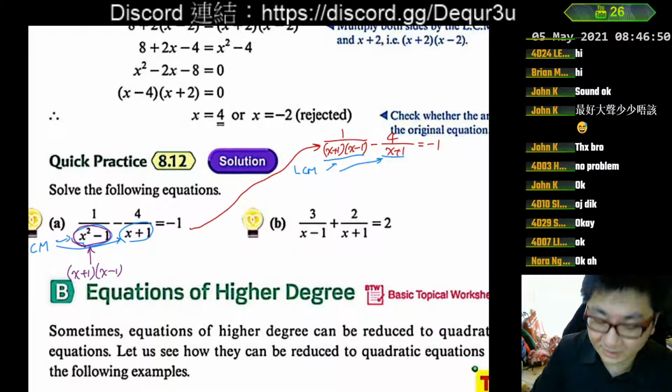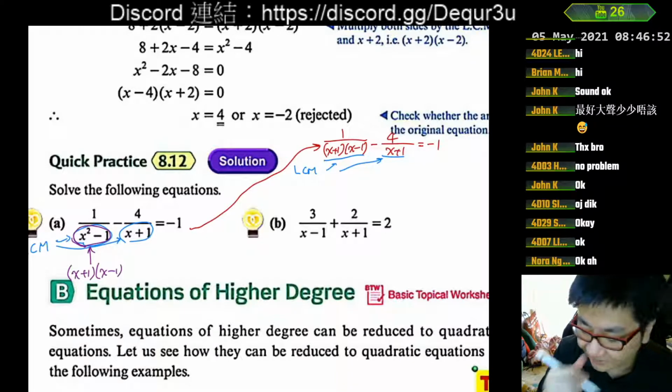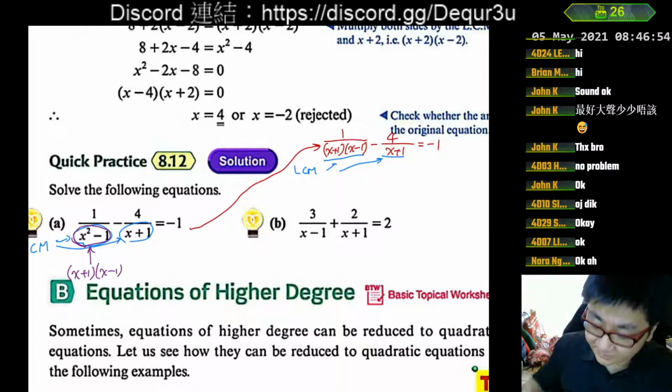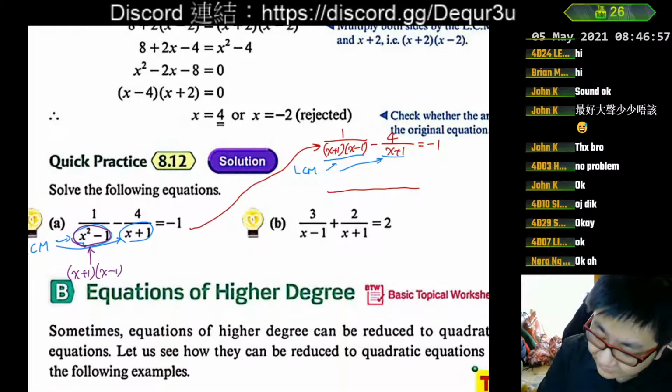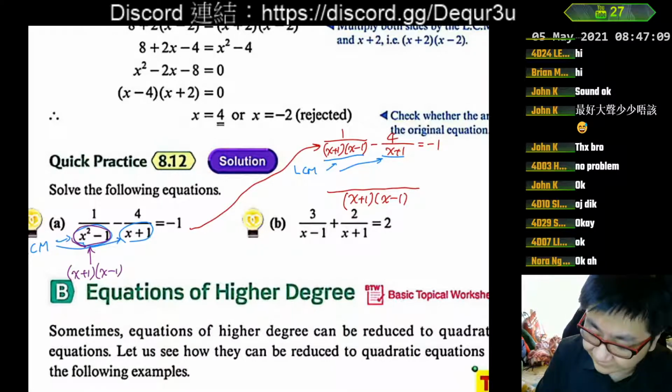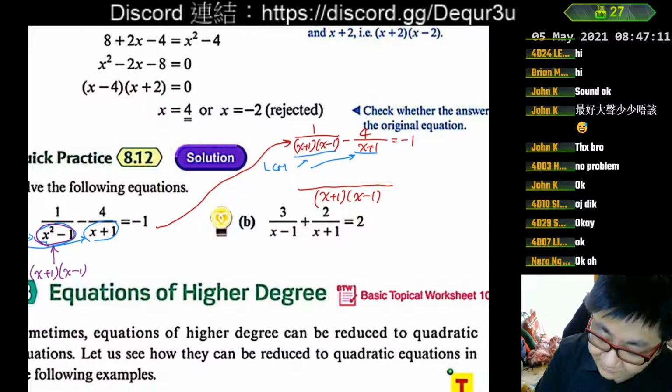Because when we do common denominator, the LCM is the simplest. The LCM will be: both have x plus 1, and then one has x minus 1 and the other does not. Therefore, the LCM will just include everything. The first one is okay because it is already exactly the same as the denominator, while we need to do more for the second one. So the first one, we just put it, while the second one is minus 4.